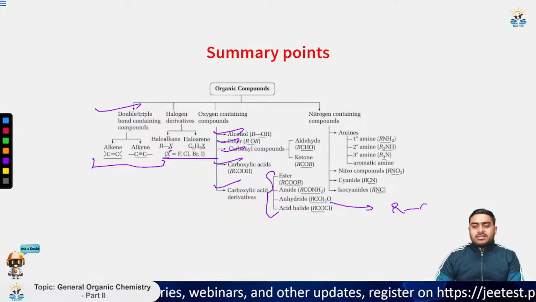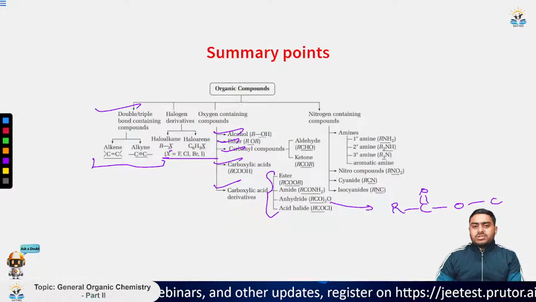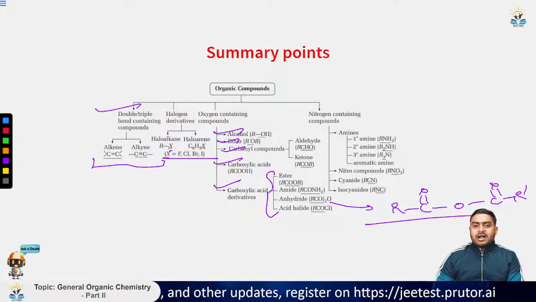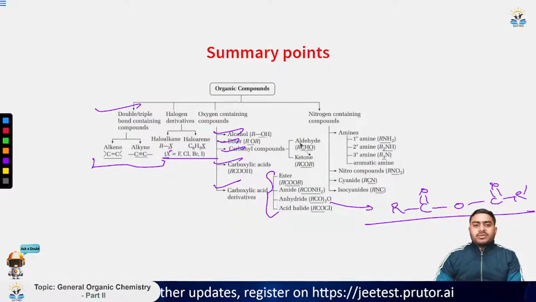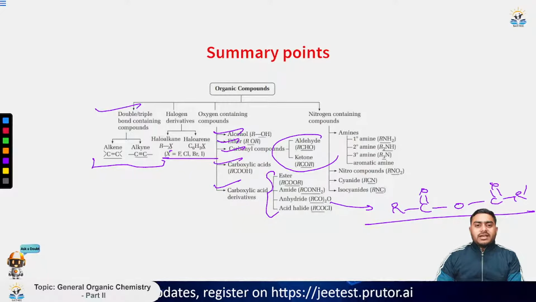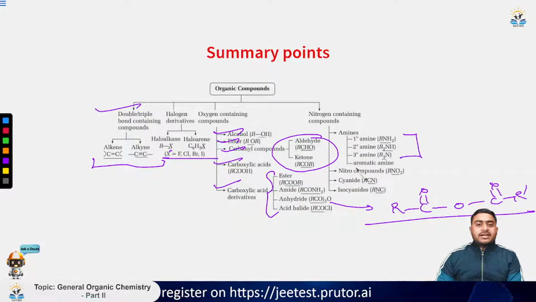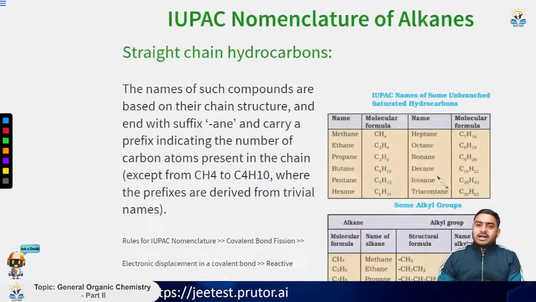You can see R-C(=O)-O-C(=O)-R, where R may be the same or may be different. Similarly, you can see carbonyl compounds, aldehyde and ketones. Similarly, amines like primary, secondary and tertiary amines. Nitro compounds like RNO2, cyanides like RCN, and isocyanide like RNC. This is the summary points.